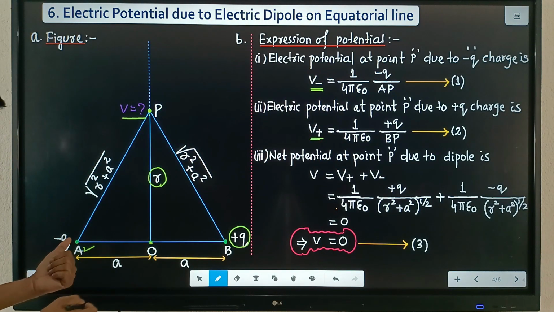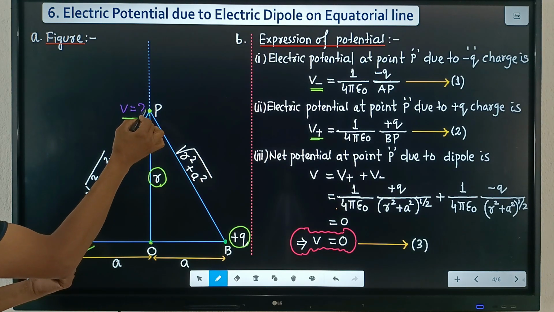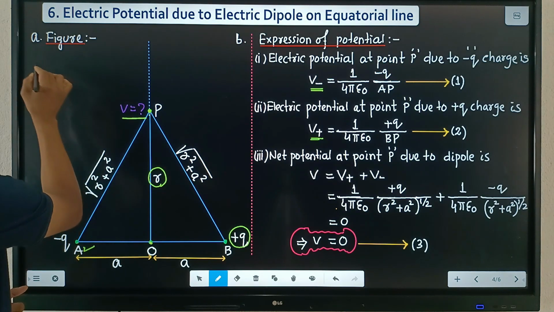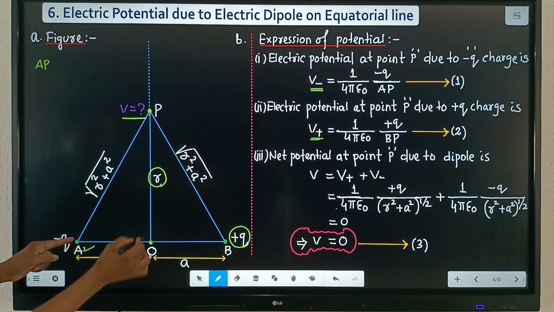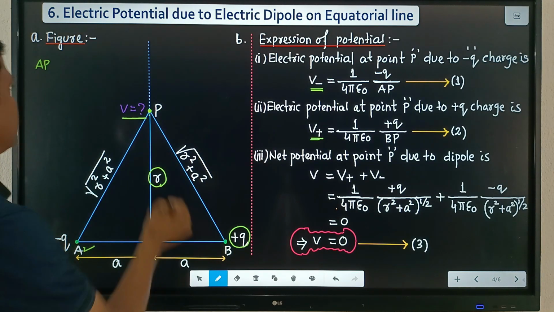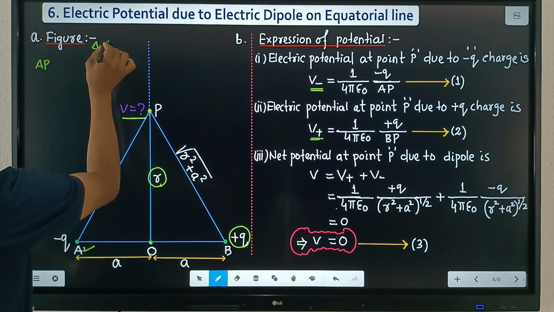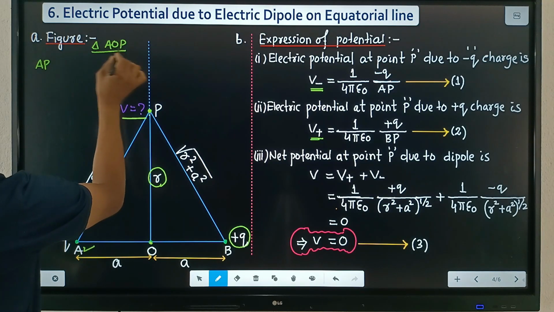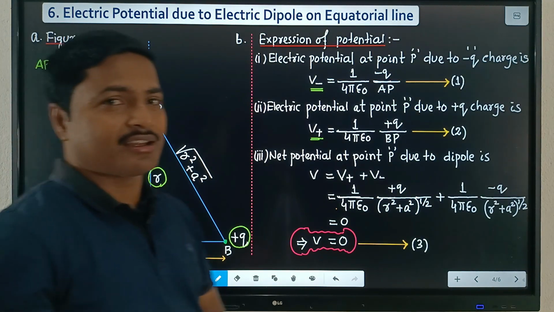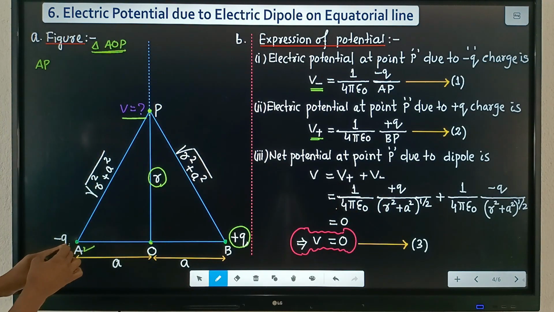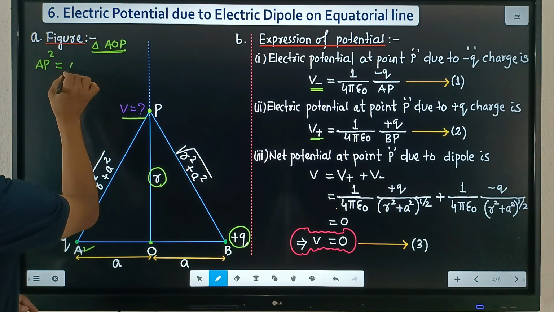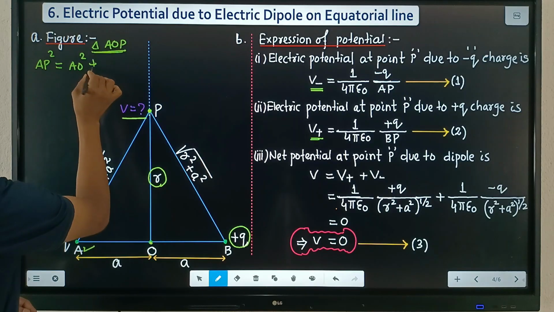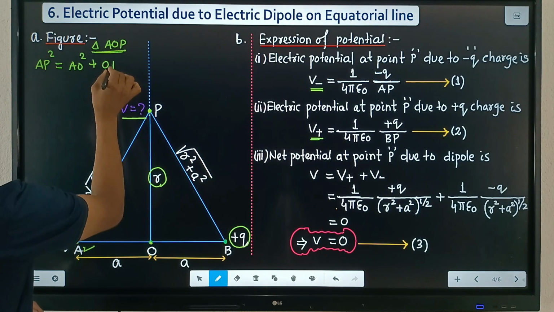Here the distance between the minus q charge and the observation point is equal to this distance, that is AP. Then what is AP? Here this one is a right angle triangle, AOP. From this triangle, this is a right angle triangle, the square of this side, AP square, is equal to AO square plus the square of this side, that is OP square.